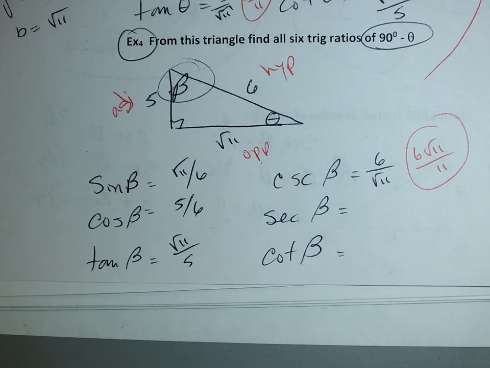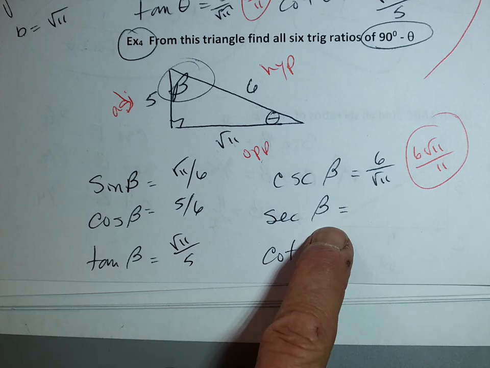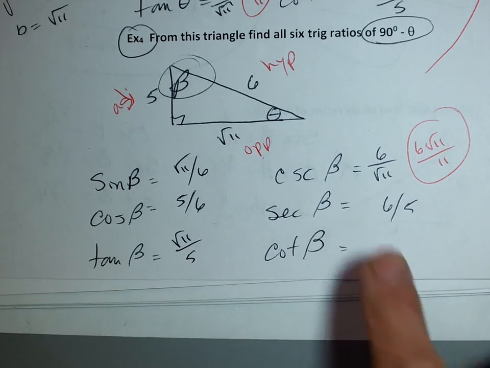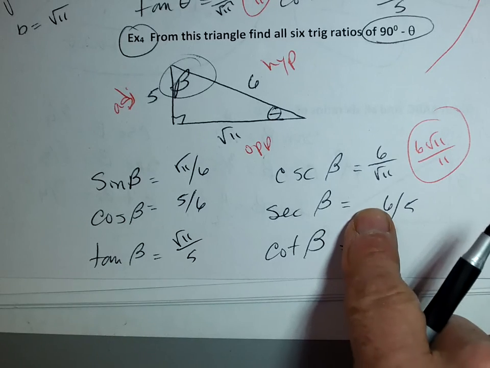Secant of beta. Zana, what'd you get for secant? 6 over 5. How'd you get that so fast? It's the opposite of that one, isn't it? Right? It's the opposite of that one. Perfect.